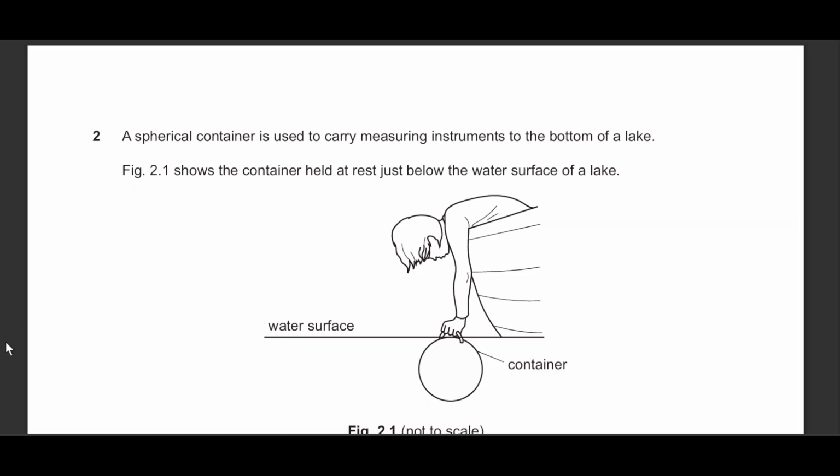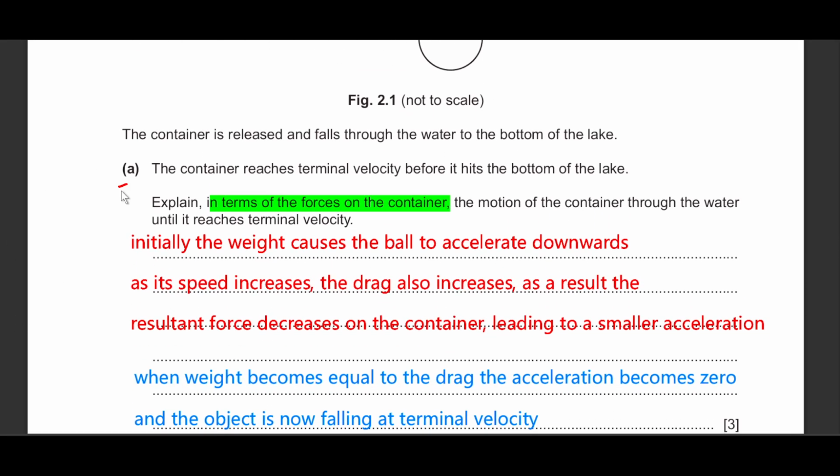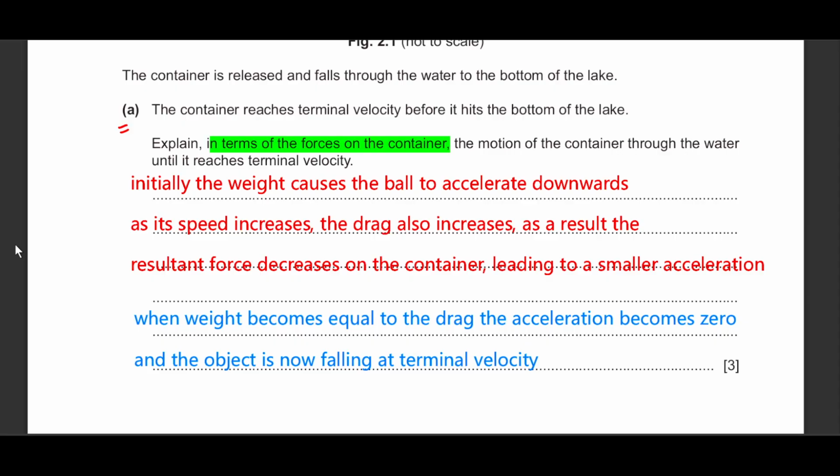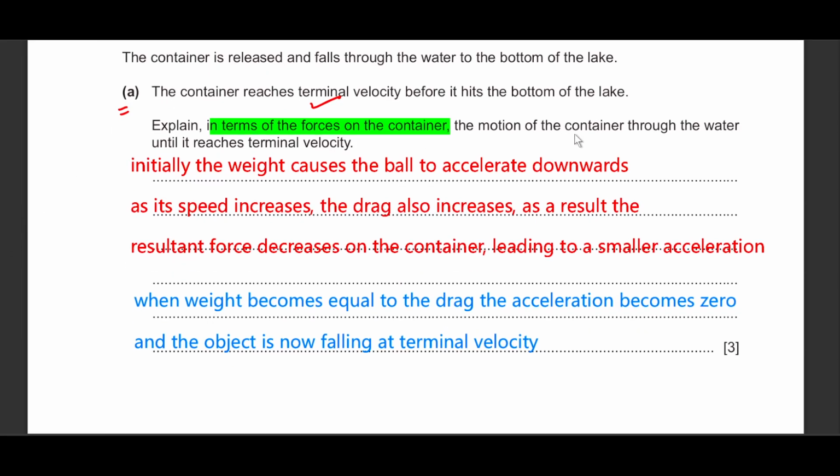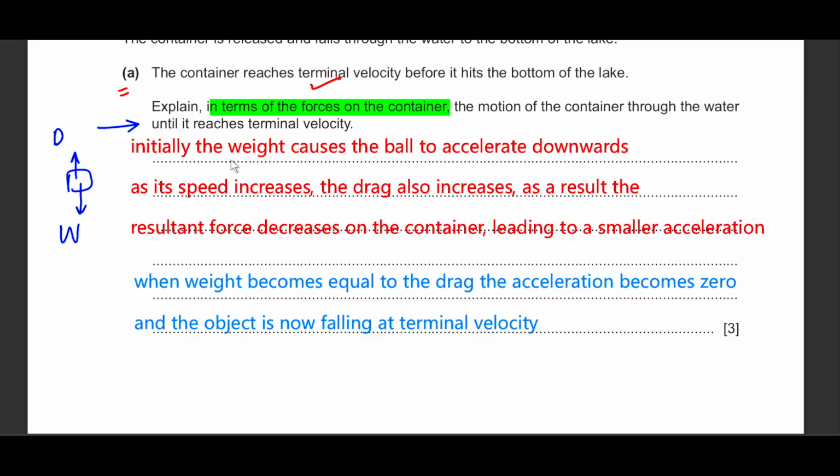Question number 2. You might have noticed that this question is very similar and very common these days in recent past papers. They ask you to talk about it in terms of forces applied or forces involved. So the motion of the container through the water until it reaches terminal velocity. Initially, the only force on the object is actually the weight. And the other one will be drag, or viscous drag in some cases. You can use both words, it's fine.